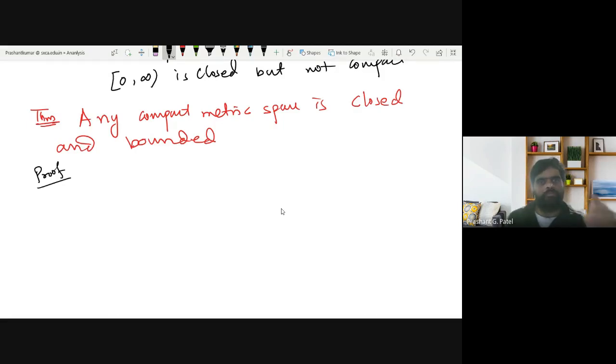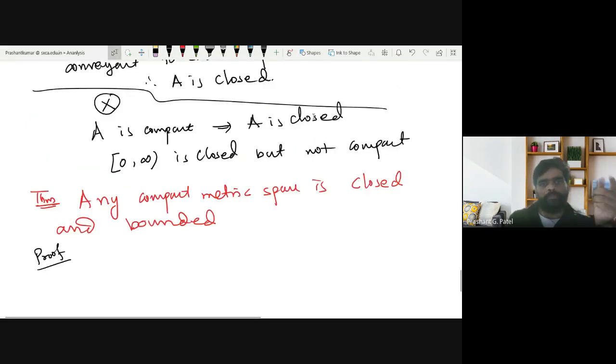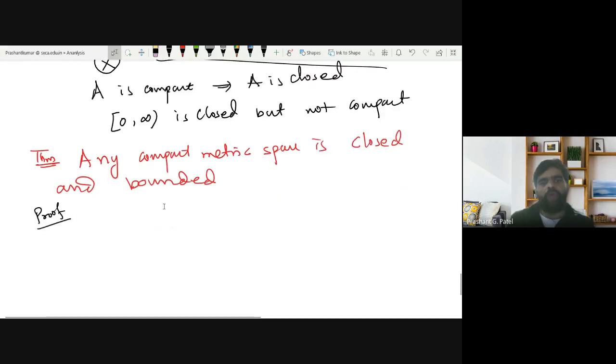We already proved that A is compact implies A is closed, so the closedness is already proved in the previous theorem. Why is it bounded? Because A is totally bounded, and totally bounded implies bounded. I am giving you this as homework. You can see this very easily. Closedness is given by the previous result, and boundedness is given by total boundedness, because totally bounded implies bounded.